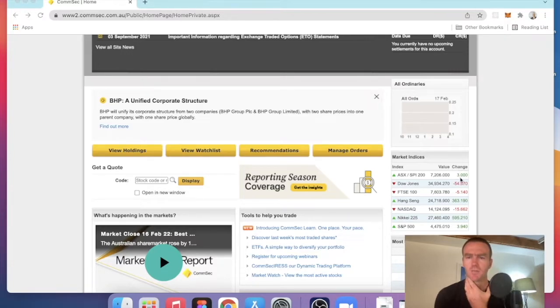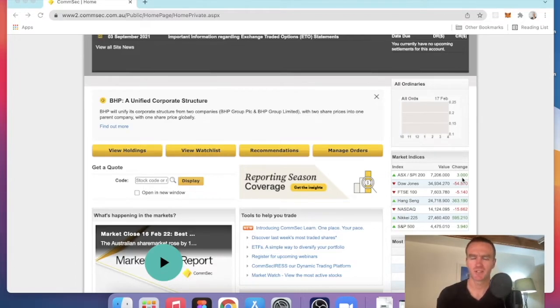I usually use these indicators here in ComSec, which I use sometimes for trading equities. The SPY 200 basically is the futures on the ASX 200, and it indicates generally what's going to happen at the open of the market at 10 o'clock. This morning it's basically flat, like three points, which is nothing.